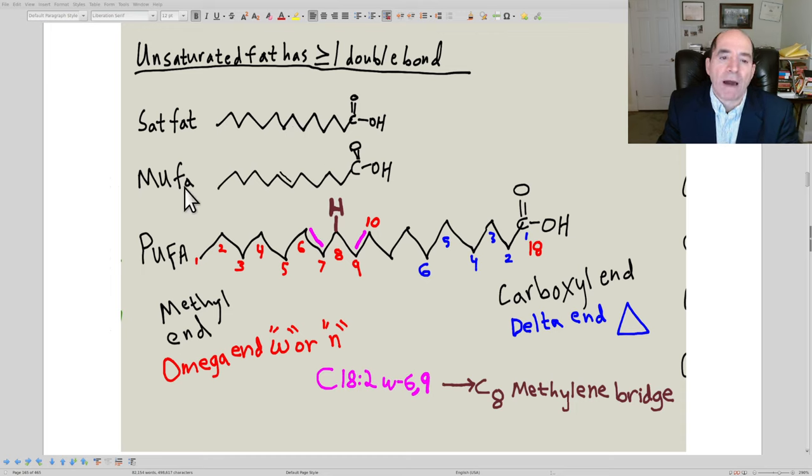Here's a MUFA, monounsaturated fatty acid. And the classic monounsaturated fatty acid is with olive oil, okay? So there's just 1 double bond. And here's a PUFA, polyunsaturated fatty acid. That means it's got 2 or more double bonds. All right, this one would be, here's the methyl end. So we count to the 6 carbon. So this is an omega-6 fat, okay?